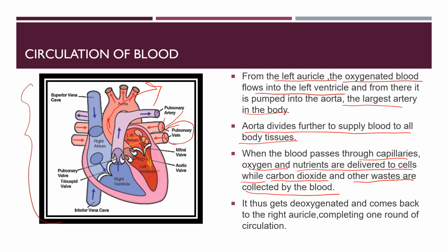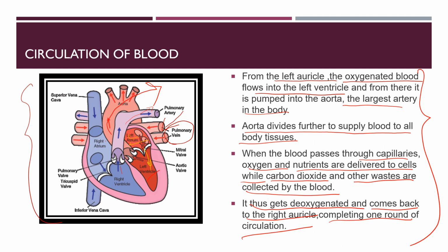So the blood is becoming deoxygenated and comes back to the right auricle, completing one round of circulation. So this is how the circulation of blood is completed in the heart. We have started from the right atrium to the right ventricle to the pulmonary artery, and again back through the pulmonary veins to the left atrium, to the left ventricle, through the aorta to different parts of the body, and thus it is getting circulated throughout the body. So this is all about the circulation of blood.